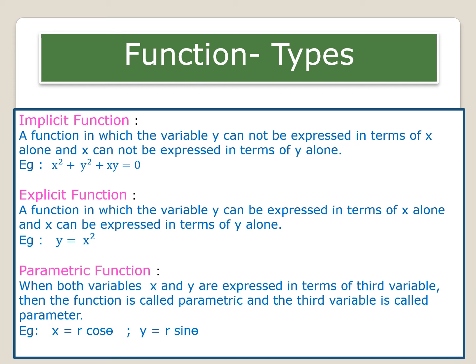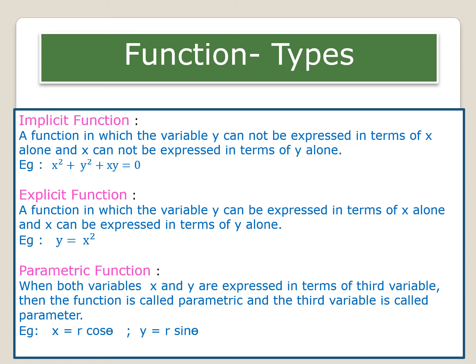Then, explicit function. It is a function in which we can write the variable y in terms of only x and x in terms of only y. For example, y is equal to x square. Here, y is expressed in terms of x only. And how can we write x? x will be equal to under root of y. So, this is an example of explicit function.